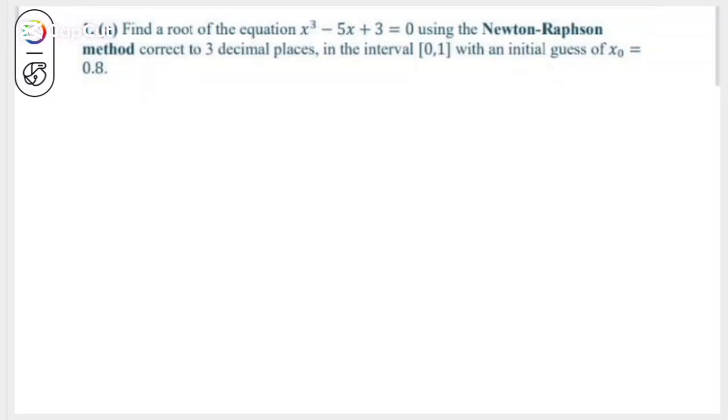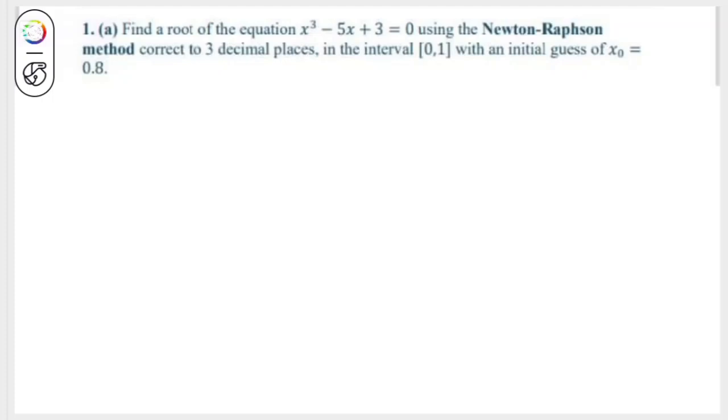Find a root of the equation x cubed minus 5x plus 3 equals 0, using the Newton-Raphson method, correct to 3 decimal places. In the interval, we are given 0 and 1 with an initial guess of what? x0, which is the same thing as 0.8.